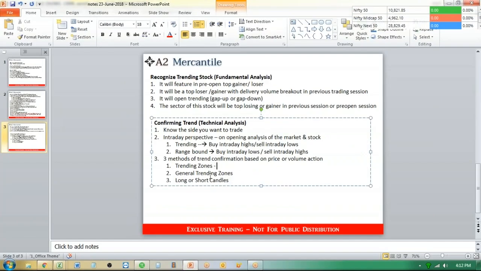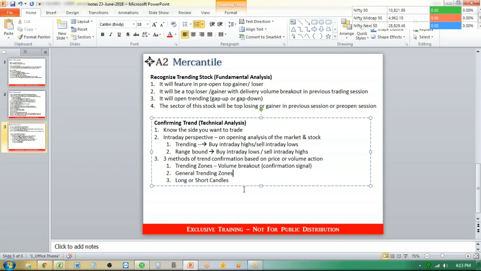Now, in order to confirm trends in the case of trending zones, there has to be a volume breakout. So this is the confirmation signal. Volume breakout is the confirmation signal.